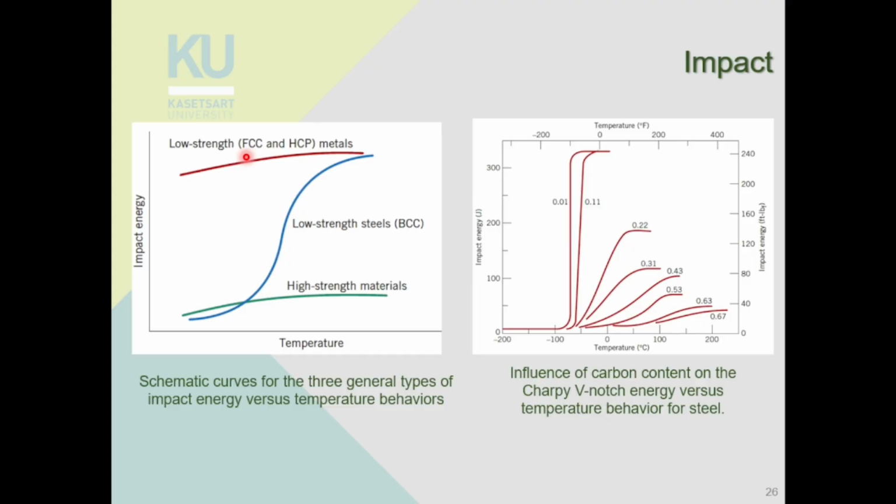But the third type of material, this blue line here, this is quite dangerous because we have to know exactly what type of temperature we are going to be using this material, right? Because at high temperature, it will behave like a tough material, but at a low temperature, it will behave like a brittle material. Okay?